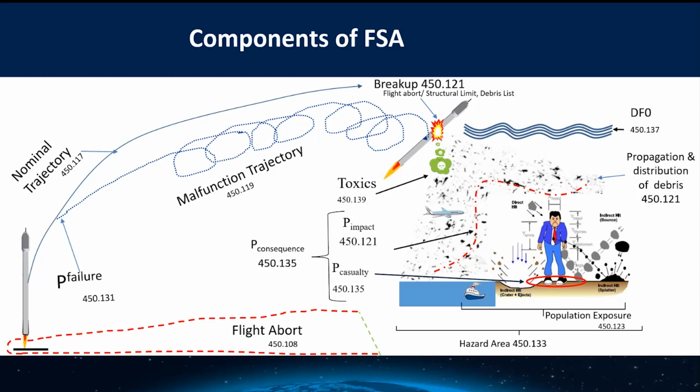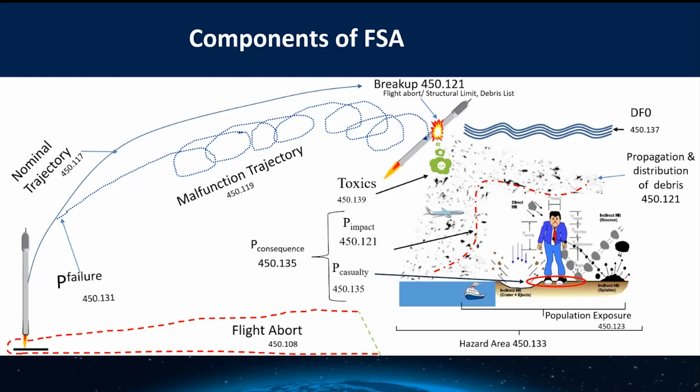A hazard control strategy typically uses a flight safety analysis in terms of a flight abort. This is covered under 450.108, which lays out the objective that an applicant must determine flight safety limits that define when an operator must initiate flight abort to prevent continued flight from increasing risk to population.